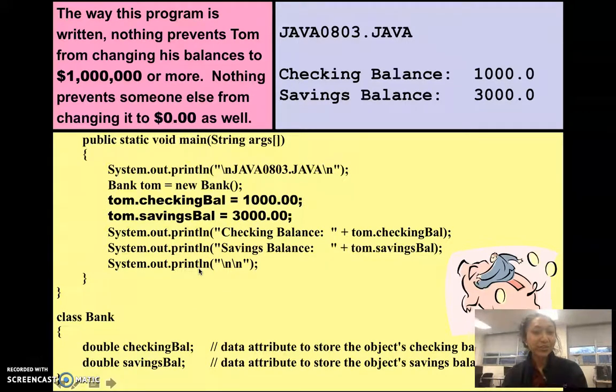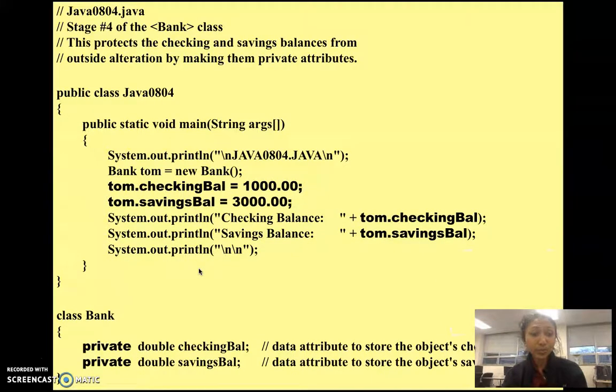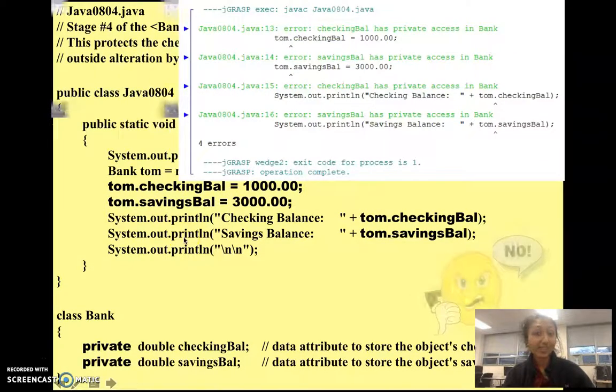So now they're going to show you how this is not actually a good way of writing an object-oriented program. What you really need to do is these things, which are called your attributes or your class member variables, the data attributes, they always need to be declared private. When they're declared private and you try to do something like tom.checkingBalance equals 1000 and 3000, it's going to give you an error.